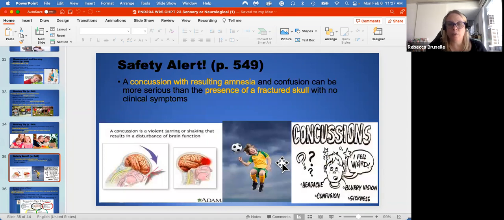So obviously kids nowadays are playing a lot of sports, so you need to be worried about them having head injuries when they're playing sports. And you do need to remember that if they have a concussion that causes amnesia, that's more serious than a concussion alone. So always be thinking about whether or not they're really confused or they have amnesia after they had a head injury where they have a concussion.